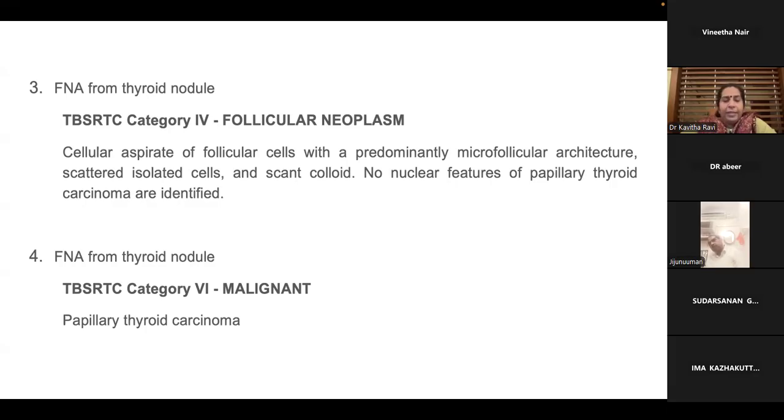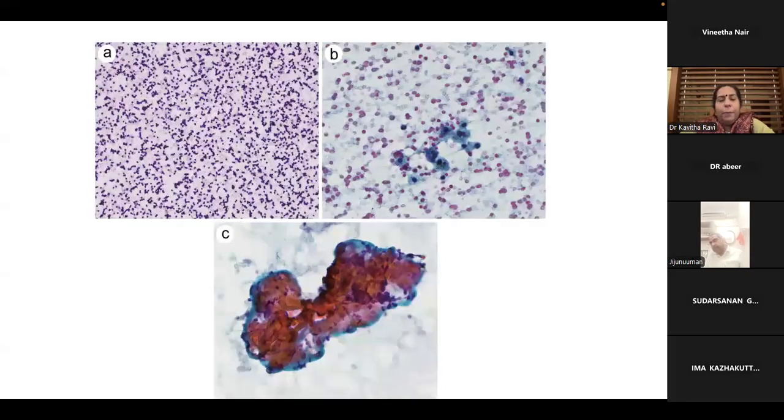Then malignant, as I just mentioned, the commonest one we always see is a papillary thyroid carcinoma. Of course, we do come across medullary carcinoma also. But if we are very sure that it is papillary thyroid carcinoma, along with category 6, we give the diagnosis of papillary thyroid carcinoma. So just a few pictures. I'm not going to explain all these, not much time for these.